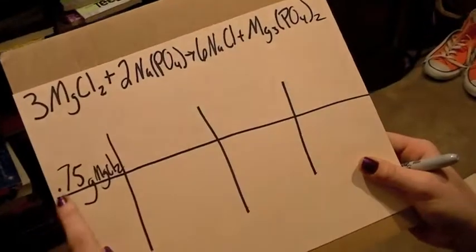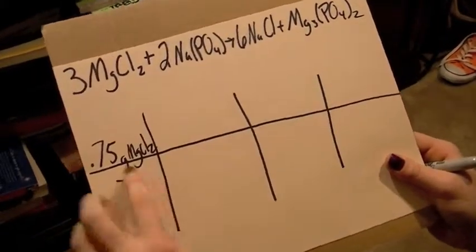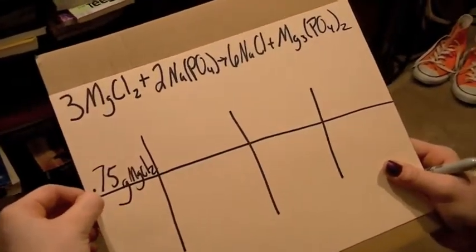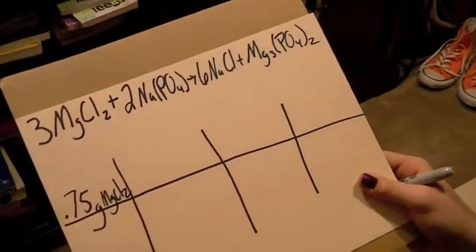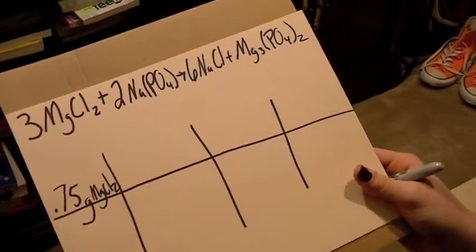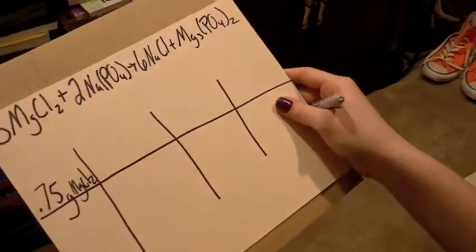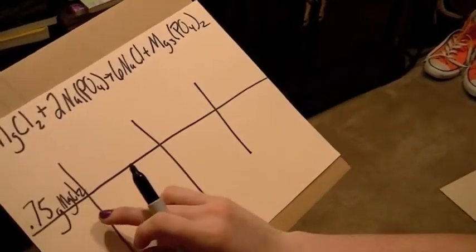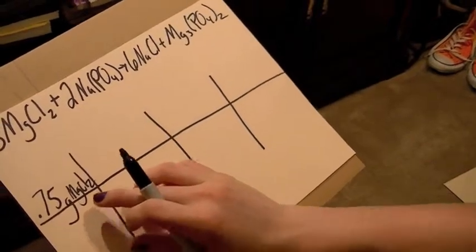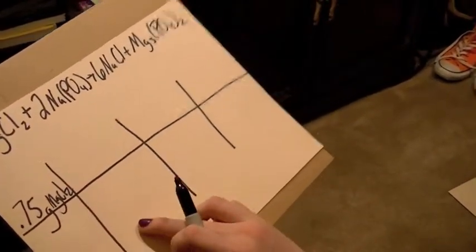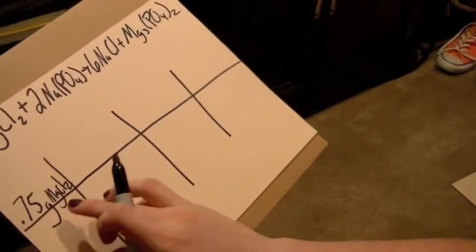To start off with, we're going to put 0.75 grams of magnesium chloride in the top part of the bracket. And because we're trying to get to sodium chloride moles, we're going to have to convert this to moles to begin with. So we are going to put the total molar mass of magnesium chloride in the bottom part of the bracket to cancel out the grams.